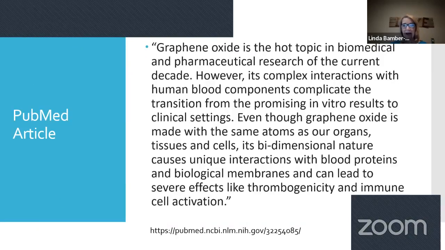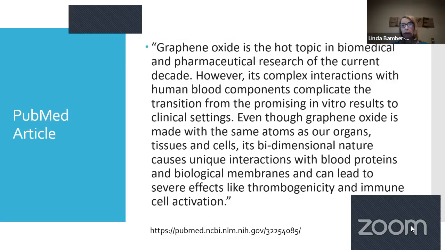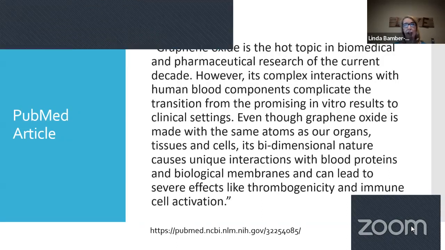So what we're seeing here is that graphene oxide has just blossomed in the last 13 years. About 2010, they actually just quote unquote discovered graphene oxide. And it is basically made with the same atoms as our organs. And this is from PubMed. It has a bidimensional nature, and so it will have unique interactions with blood proteins and biological membranes and can lead to severe effects like thrombogenicity and immune cell activation. So if that makes sense to you, this is from PubMed.